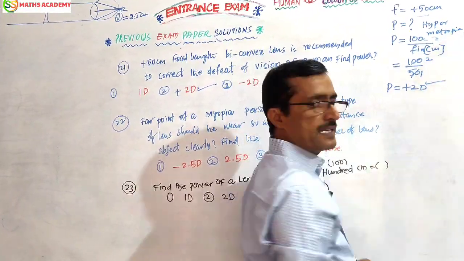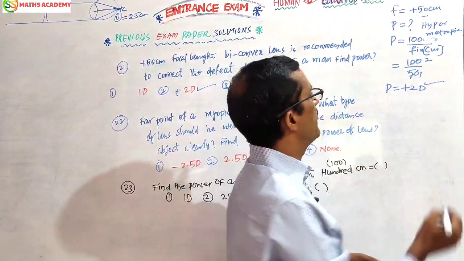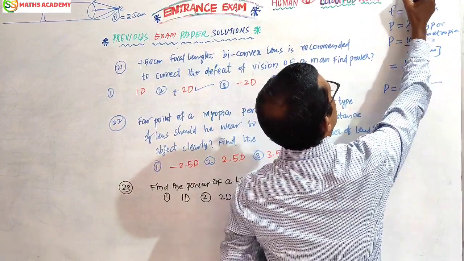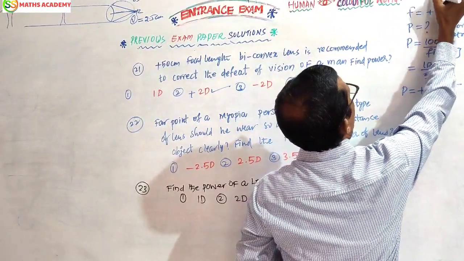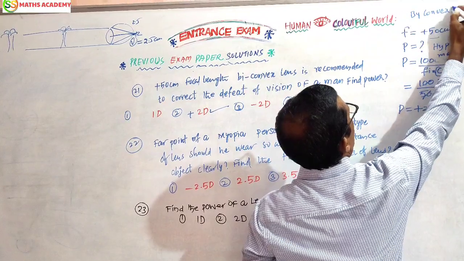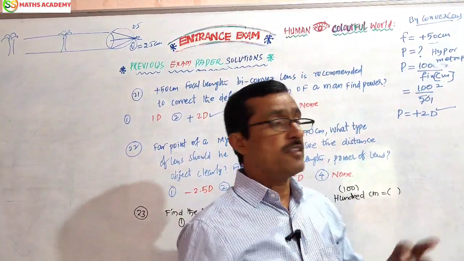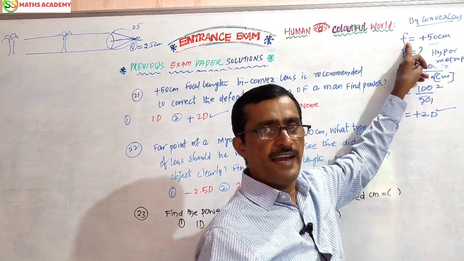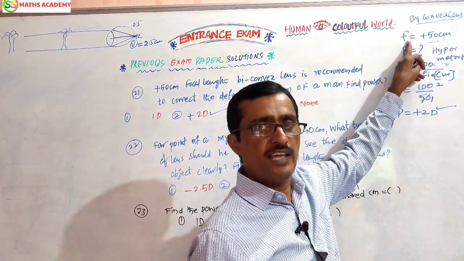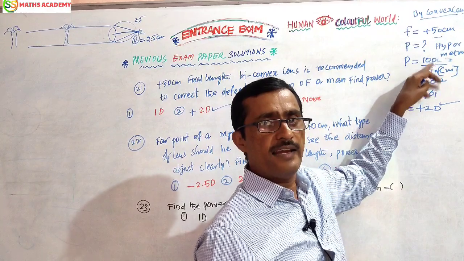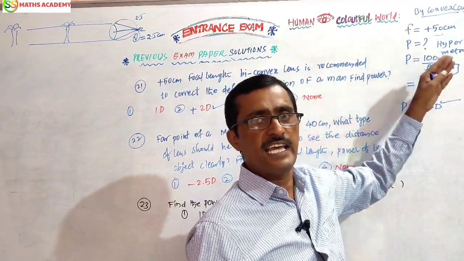Hypermetropia. The person suffering from hypermetropia, which lens does he have to use? He has to use a biconvex lens. So based on the sign of the focal length also, we can find what the defect of the person's eye vision is and what kind of lens he has to use.